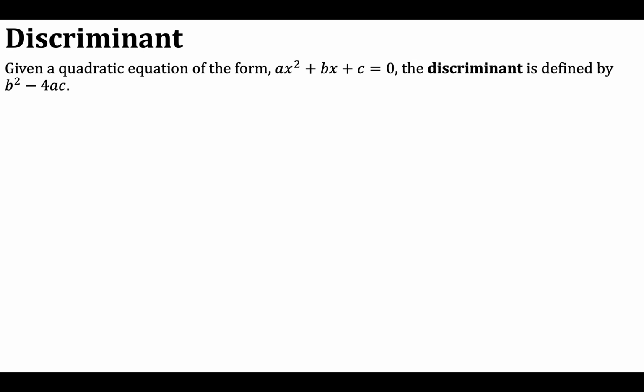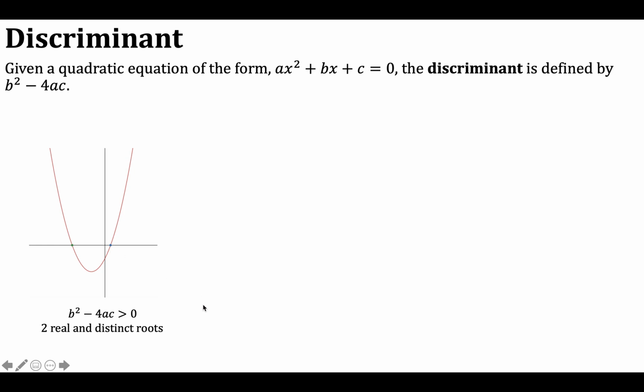So just a reminder then, if you have a quadratic equation of the form ax squared plus bx plus c equals 0, the discriminant is defined by b squared minus 4ac. Now, if we calculate the discriminant and it's positive, that is, it's greater than 0, we might have a graph that looks something like this. So you can see here that this curve, this parabola, cuts the x-axis in two places, meaning that we have two real and distinct roots.